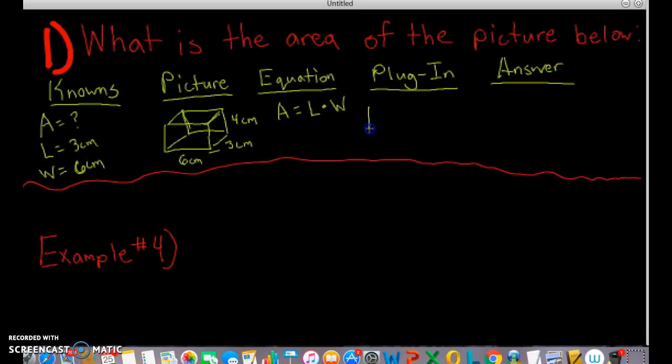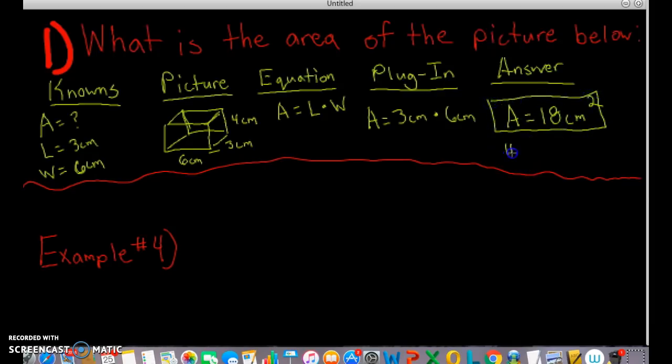So we're going to write A equals L, which is 3, not just 3, but 3 centimeters, times width, which is 6 centimeters. And then now we're going to go ahead and solve for it. We know that 3 times 6 is 18. And centimeters times a centimeter is going to be centimeters squared. And that is our answer for number 1.